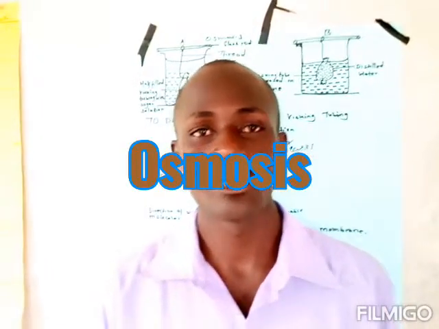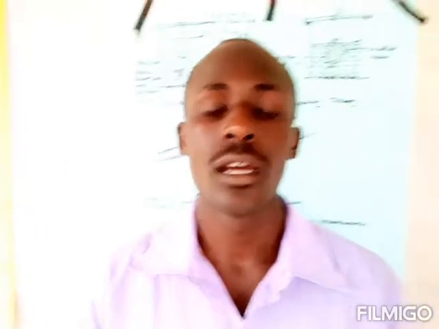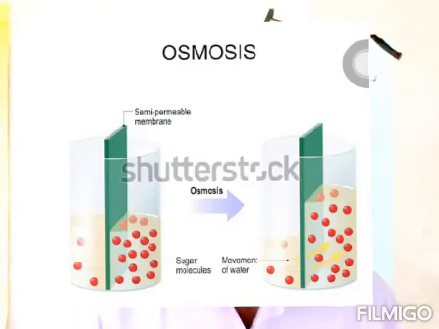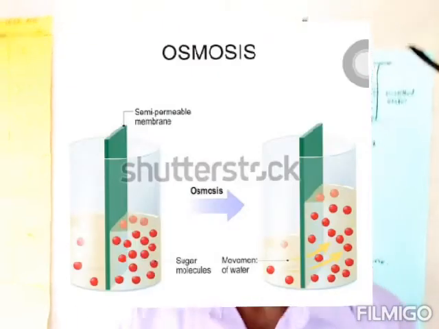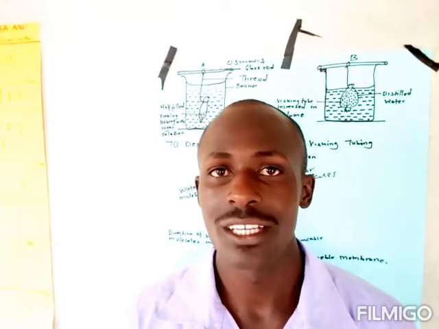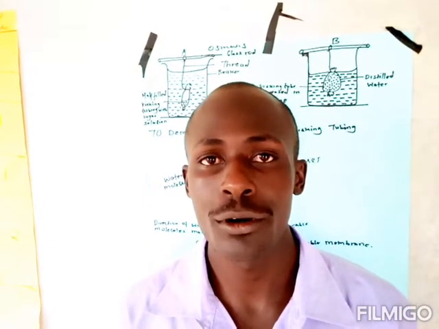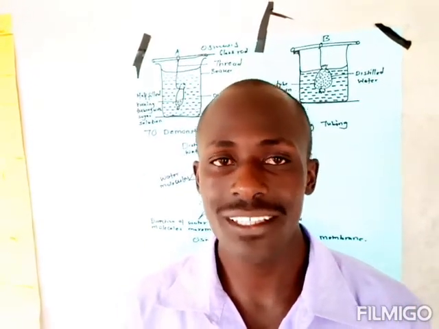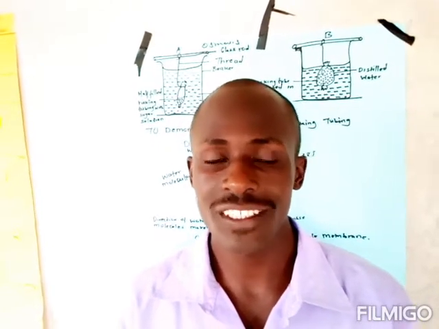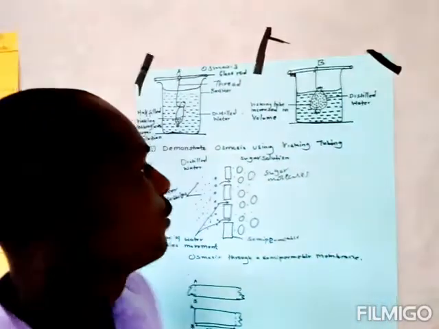Hello viewers, today we are starting on a new subtopic and we will look at osmosis. Now osmosis is a special type of diffusion and it takes place across a semi-permeable membrane. The first thing that we need to understand is the definition of osmosis.